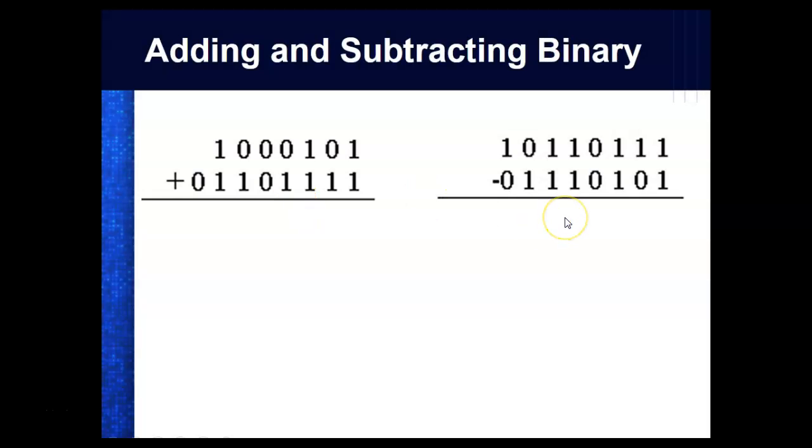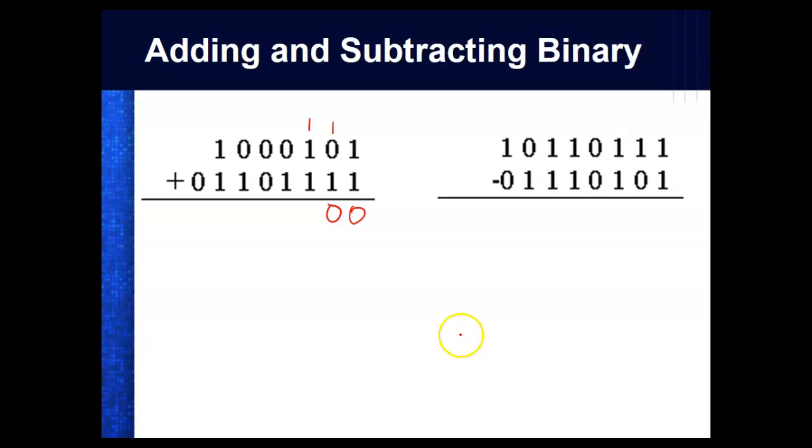And multiplication's easy too. So this is addition. I'd start off and say 1 plus 1 is 2, so I'd write down a 0 and carry. So I write down the 2. Then I'd say 1 plus 1 is 2, so I'd write down a 0.